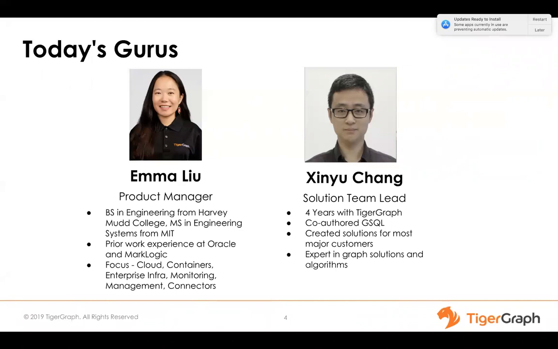Joining me today is Xingyu Chang. Xingyu is our solution team lead, and he has been with TigerGraph for 4 years. He is co-author of our proprietary graph query language, GSQL. Xingyu has been leading our solution engineering teams and created many solutions and demos for most of our major customers. He is our expert on graph solutions and algorithm with TigerGraph. Today, Xingyu will tell us how he approached the network and impact analysis for the Visa use case. This is a generalized use case where Visa adapted to our recommendations.